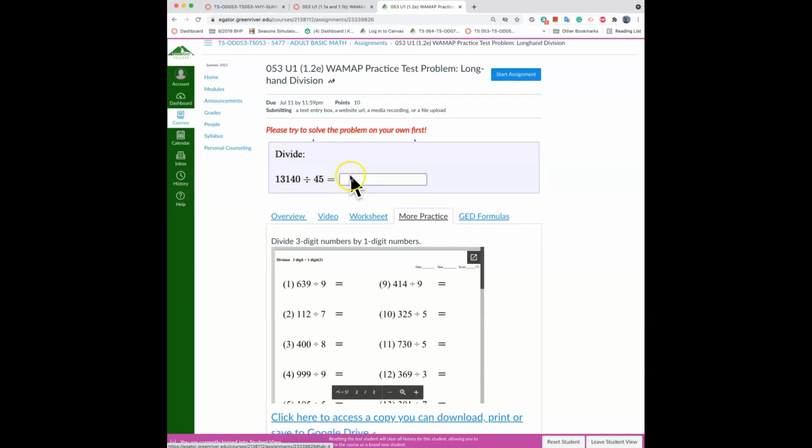And so this box is just a picture, but at WAMAP you would put in your number 292 right here. All right, why don't you give that a try? See how it goes. If you get into trouble, email me or message me from inside WAMAP.